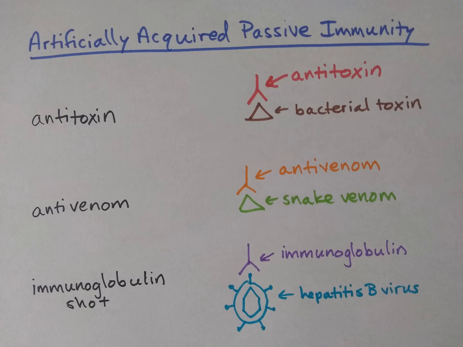And there's no memory that's produced with artificial passive immunity because your immune system was not stimulated to react, so you didn't divide and create any memory cells. These antitoxins, antivenom, and immunoglobulin shots will last for a couple months at most, and then they will disappear, and then you'll be vulnerable again.